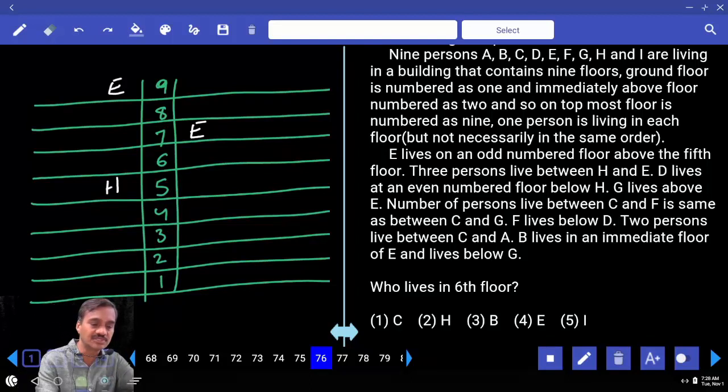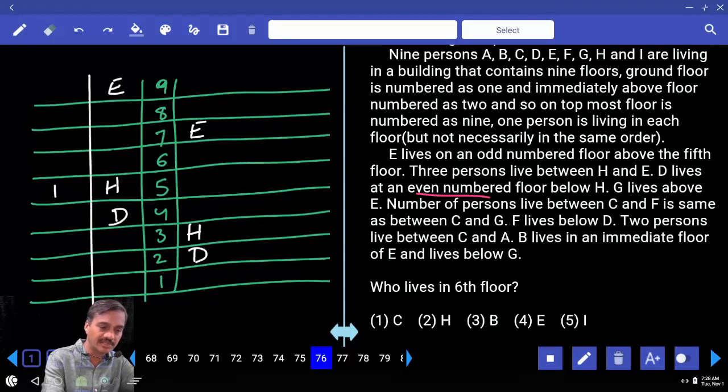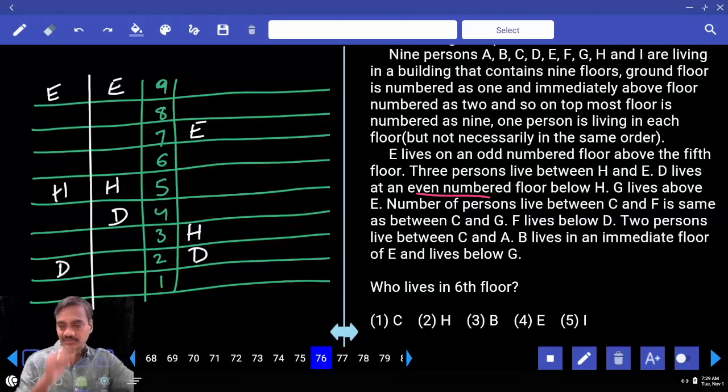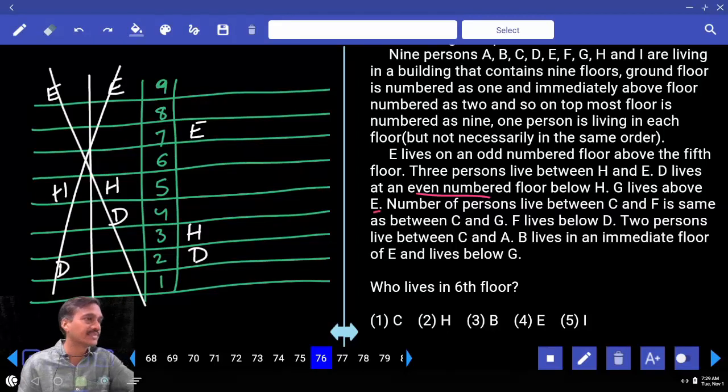In the first case, H is on the 5th floor, and in the next case, H is on the 3rd floor. There are 3 persons between H and E, and D lives at an even number floor below H. D is here. ఇక్కడ మనకి D can be either on the 4th floor or D can be on the 2nd floor. అంతే కదా? ఇక్కడ there are 2 possibilities in the first case. And D lives on an even number floor below H. G lives above E. Now G lives above E, this case is completely ruled out, isn't it?